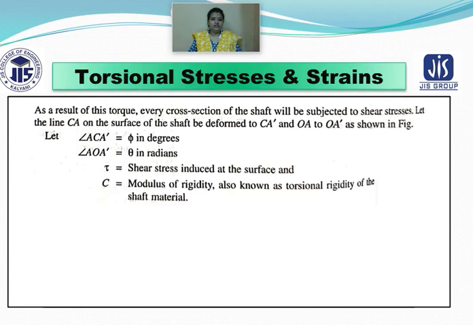For torsional stress and strain, the angle ACA is represented by phi in degrees, and the angle AOE is represented as theta in radians. Tau is the shear stress induced in the surface, and G, or C, it can be written as C or G, it does not matter, because it is all about the modulus of rigidity, also known as the torsional rigidity of that particular circular shaft.